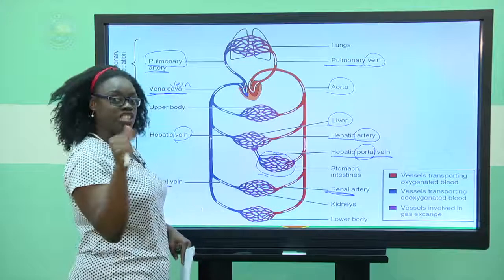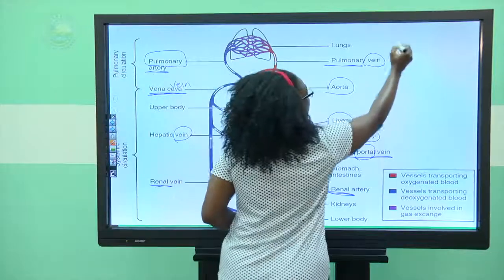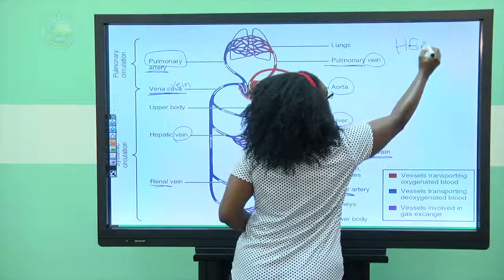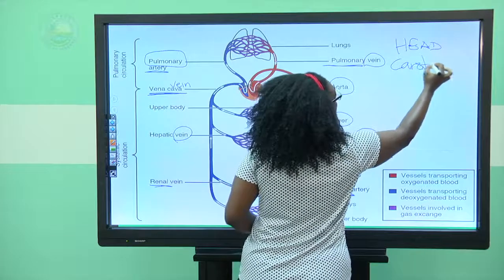What the diagram does not show is the blood vessels going to your head. So to your head, you have your carotid artery.